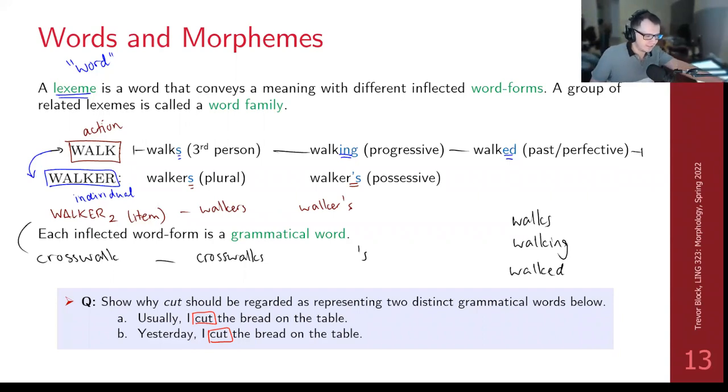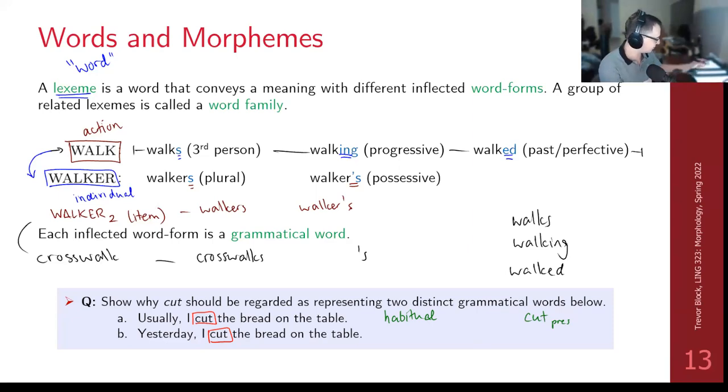Yes, Daisy. I think that the choice between using usually and yesterday indicates the tense, the grammatical tense. So for usually, you would say that it was a progressive verb, and yesterday is a past tense. Yeah, so you're mostly right there. We wouldn't really say usually I cut the bread on the table is progressive. We might say it's habitual. I think that's what you meant there. But we could also just say it's present tense. That would be fine.